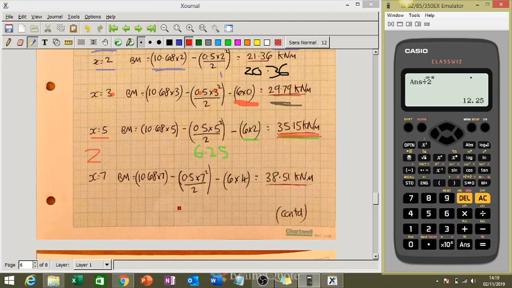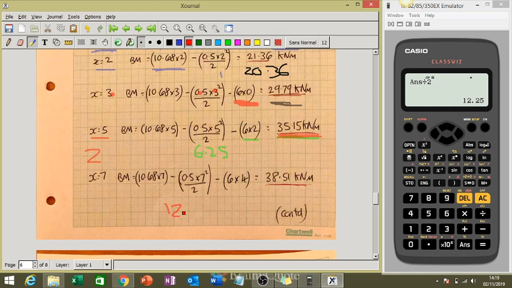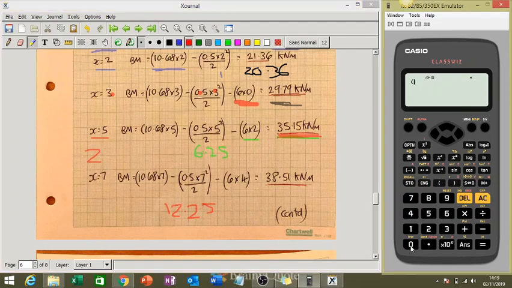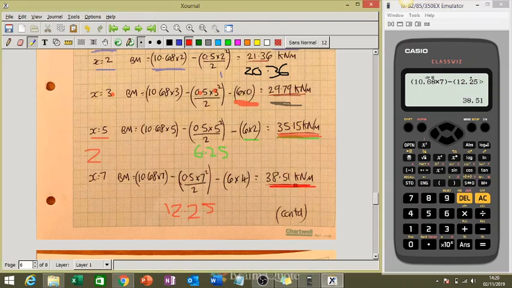Divide all by 2. Gives me 12.25. That's the moment produced by the UDL. So 10.68 times by 7. Take away 12.25. Take away 6 times by 4. 6 times by 4 gives me 38.51 kilonewtons per meter. Don't forget the units.